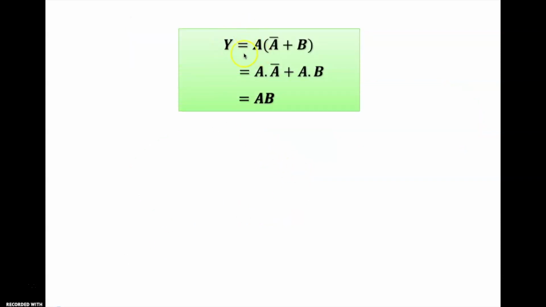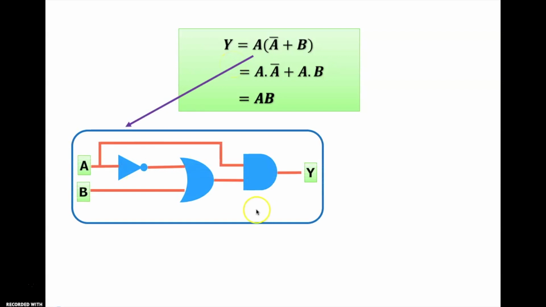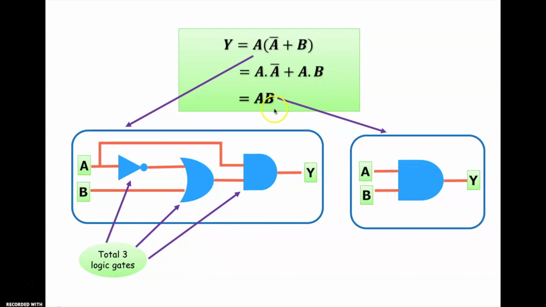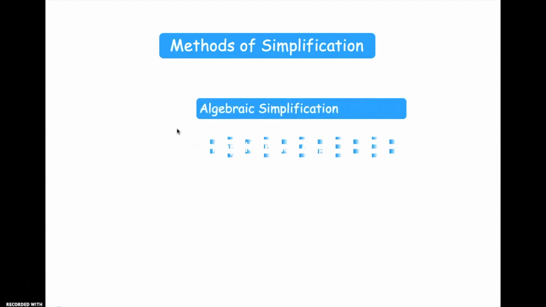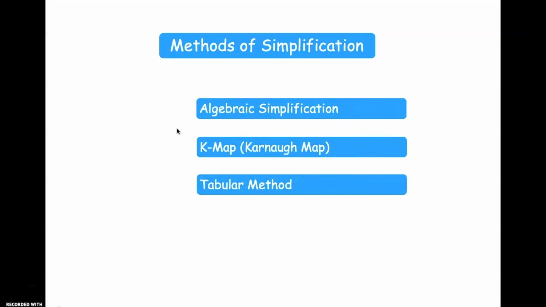Here we have an expression y equal to a bar plus b, which can be simplified as ab. Now to implement this expression we need these gates. That means a total of 3 gates are required to implement this expression. However, to implement the simplified expression we need only one AND gate. So a simplified expression reduces the requirement of hardware, and thus the overall cost of the system for implementation gets reduced.